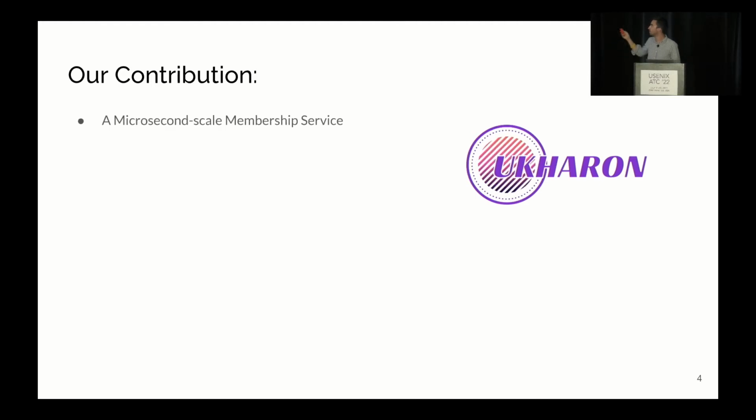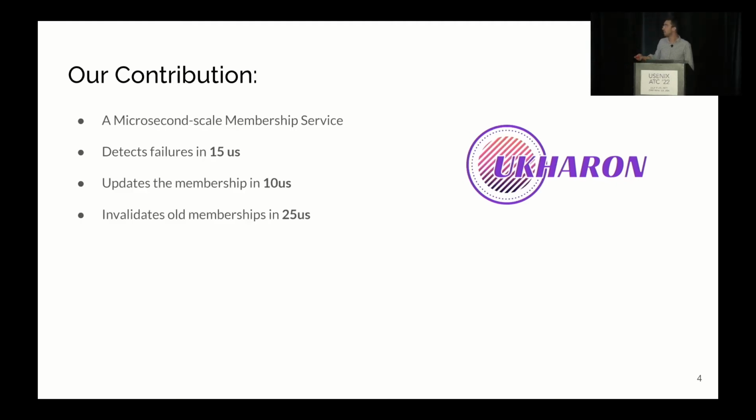uKharon is a membership service that operates at a microsecond scale. It's able to detect failures in as little as 15 microseconds, to update the membership in 10, and then to invalidate all old memberships in 25. All in all, this allows uKharon to react to failures in 50 microseconds, and it does so by leveraging RDMA.